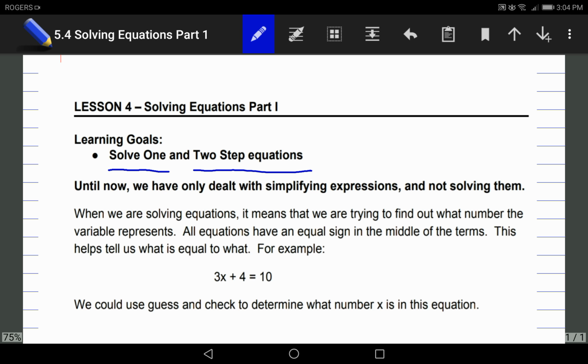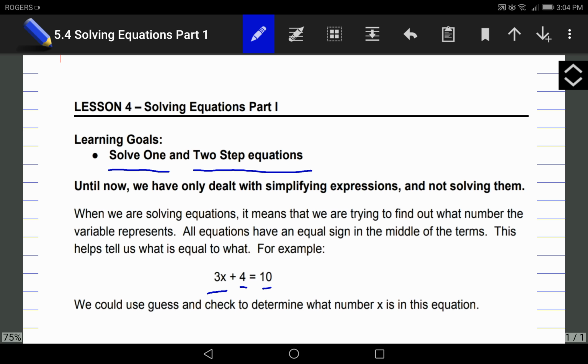When we're solving equations, it means that you're trying to find out what number the variable represents in your equation. All equations have an equal sign in the middle. This helps tell us what it is equal to. So for example, I have 3 times x, or 3 times a number, plus 4 has to equal 10. So we need to figure out what that x value is. That's our unknown. We need to solve for that.